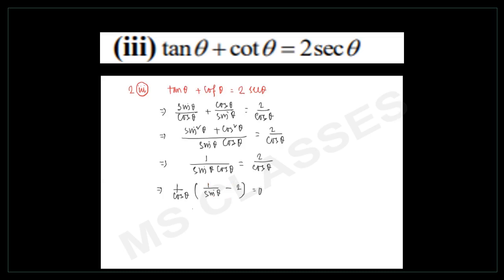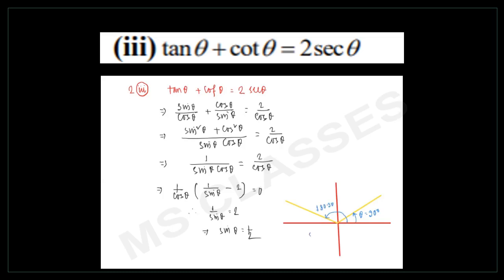So therefore 1 by sine theta equal to 2, so sine theta equal to half. Sine theta equal to half, that means you know already, in the first quadrant it can be 30 degree, and in the second quadrant it can be 180 minus theta. So in the first quadrant, sine theta equal to half, you can have the angle 30 degree. In the second quadrant you can have 180 minus 30.